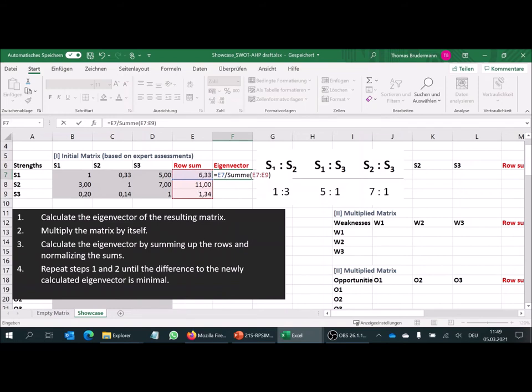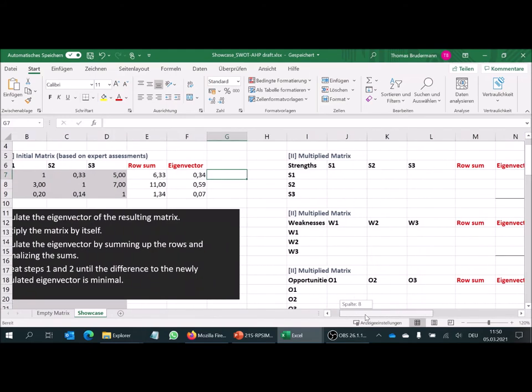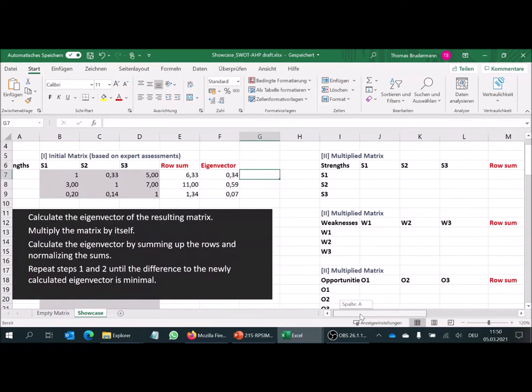And then, to make copying easier, I will lock these cells. Okay, so this is our first eigenvector, and basically these are the priorities as established by this matrix. So I now delete this part here to make things a little bit easier. Okay, step two is multiplying the matrix.